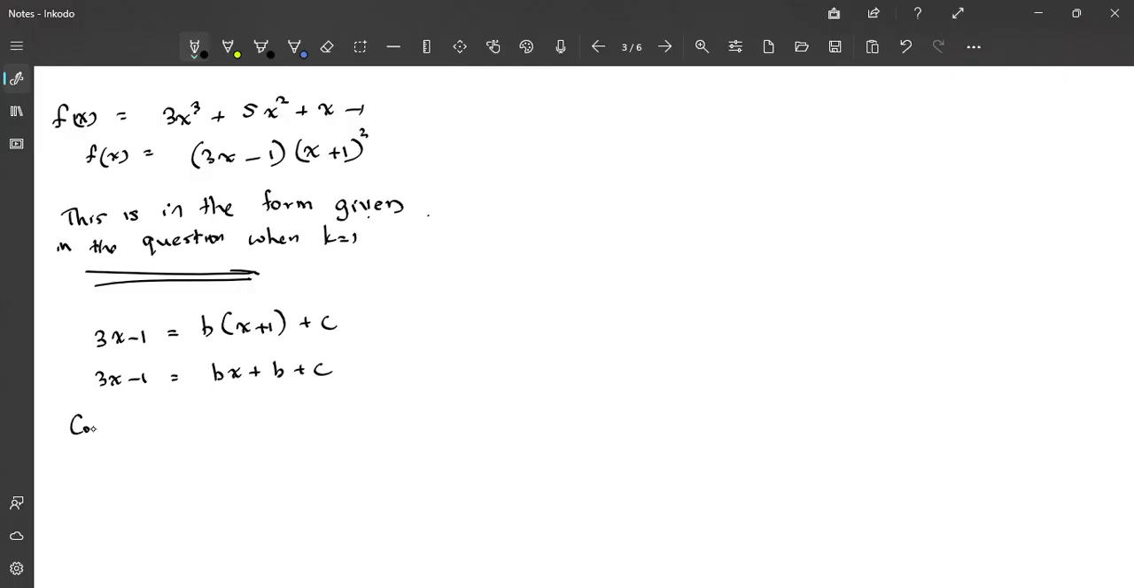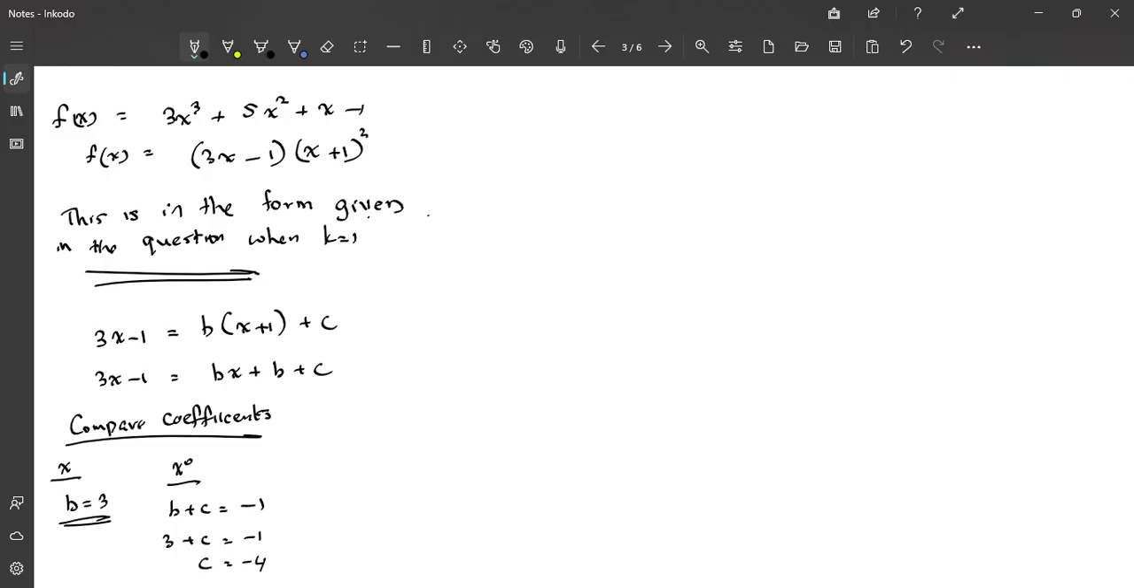Okay, so you can compare coefficients. For x, the left hand side is 3, the right hand side is b, so b equals 3. Then for x to the power 0, b plus c equals minus 1. b is 3, 3 plus c is minus 1, so c equals minus 4. So instead of 3x minus 1 you can write 3 times (x plus 1) minus 4. Obviously 3x plus 3 minus 4 is 3x minus 1.